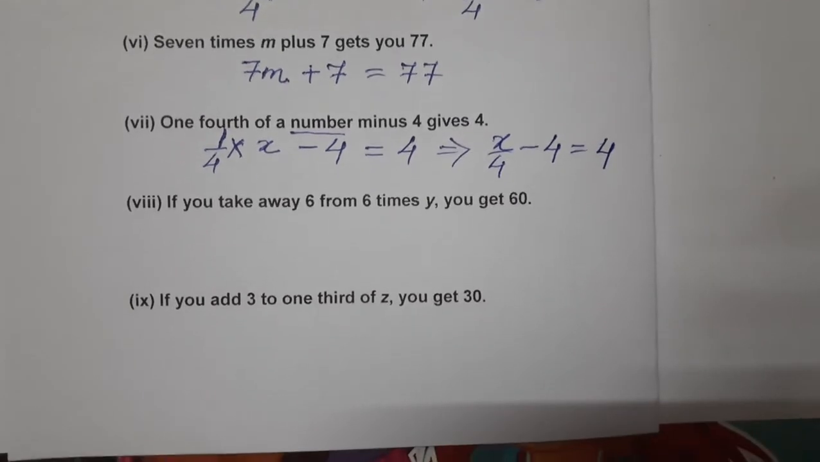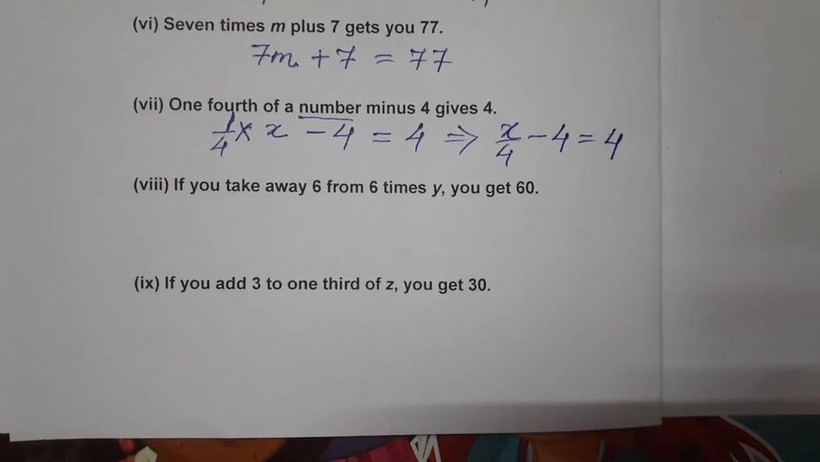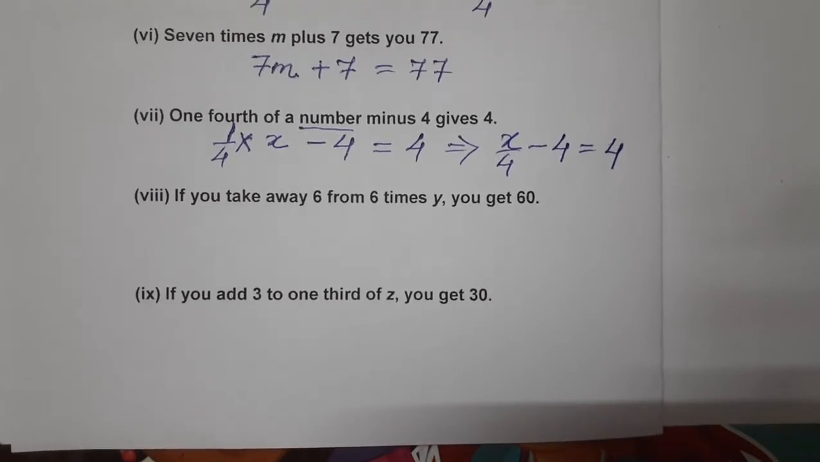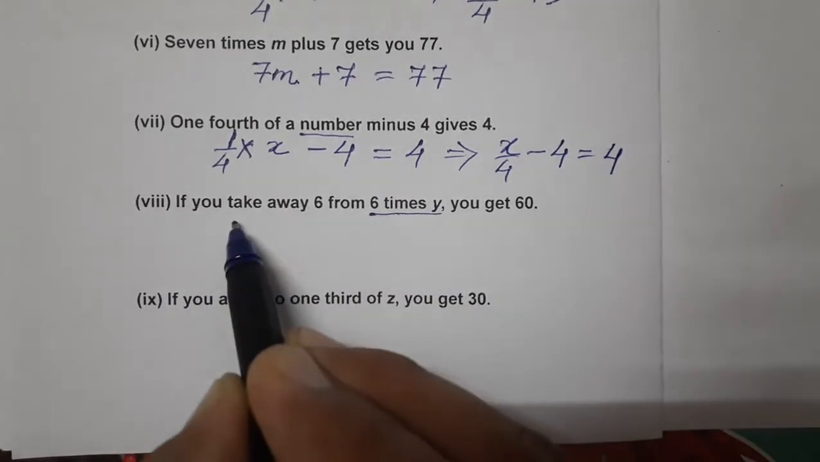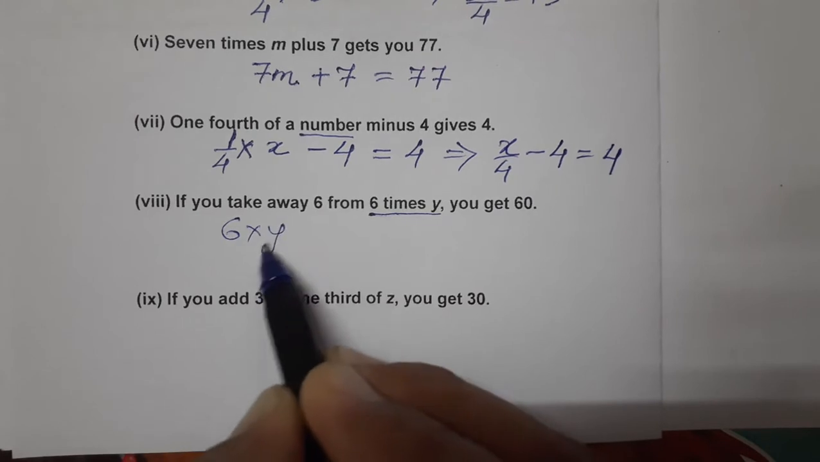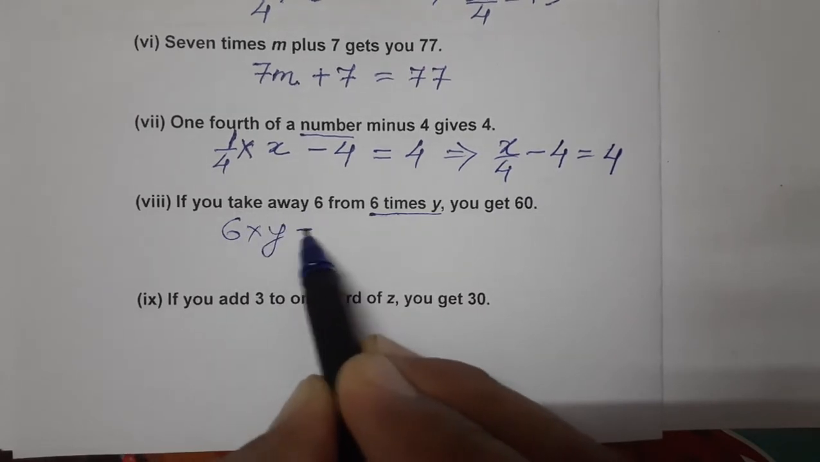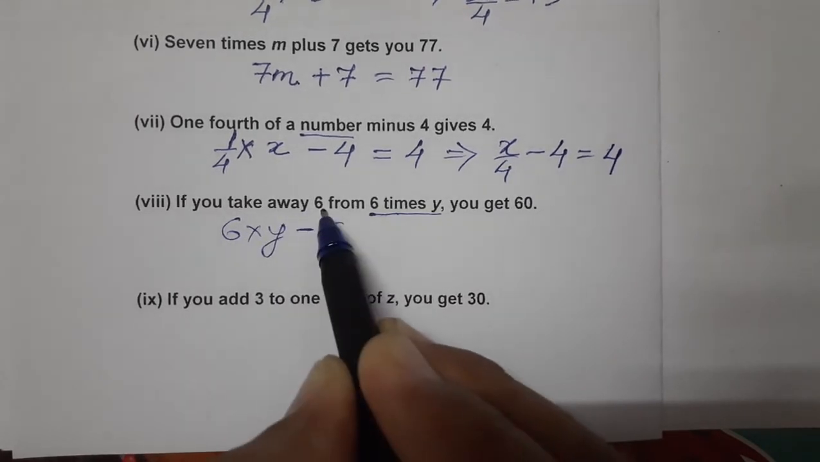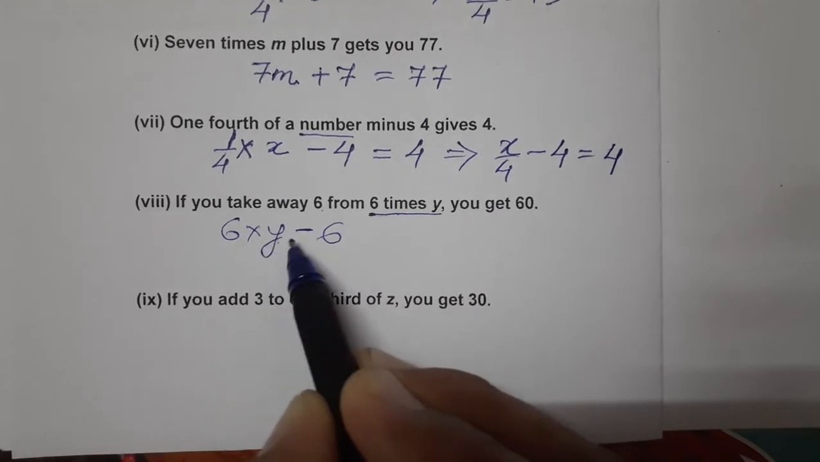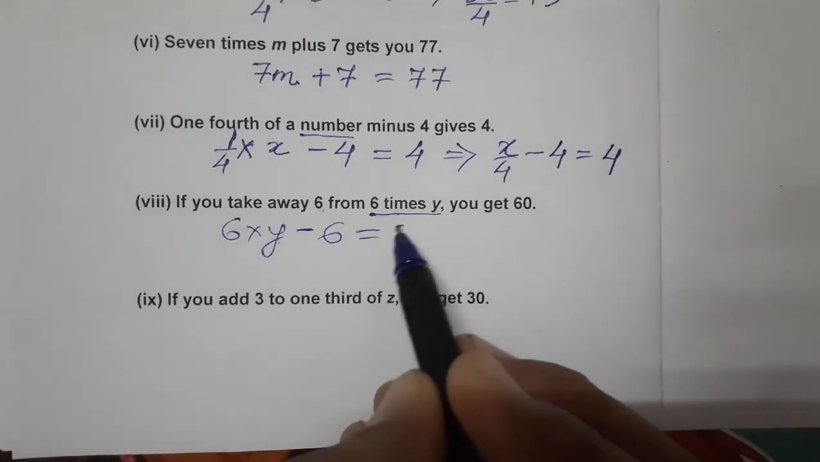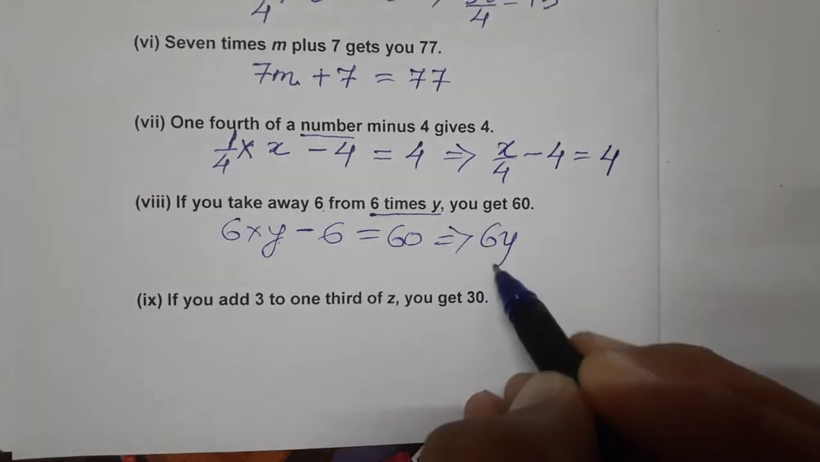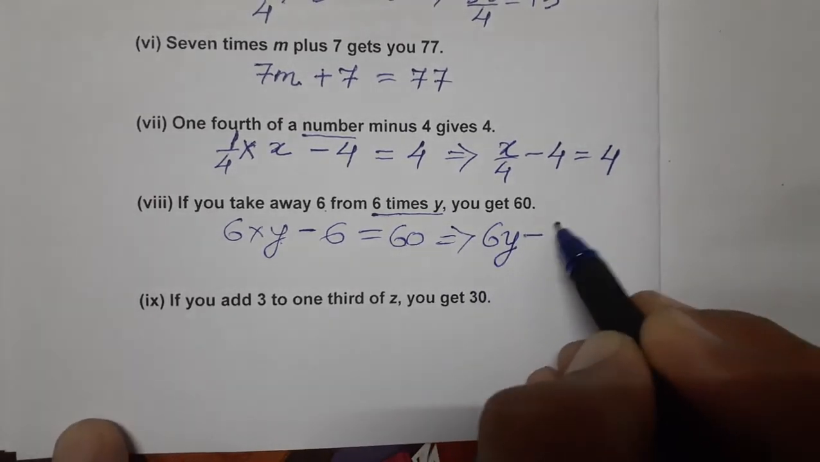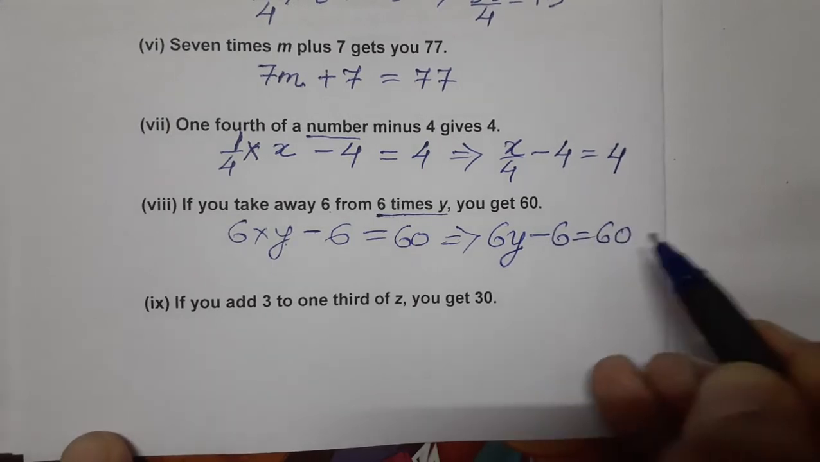Next one, see children. If you take away 6 from 6 times y. 6 times y, 6 into y. And if you take away, means subtract. If you take away 6 from 6 times y, you get 60. So we can write this as 6y minus 6 equals to 60.